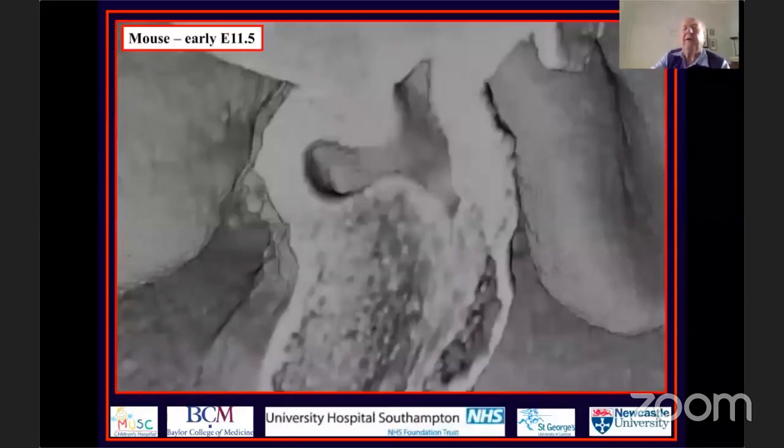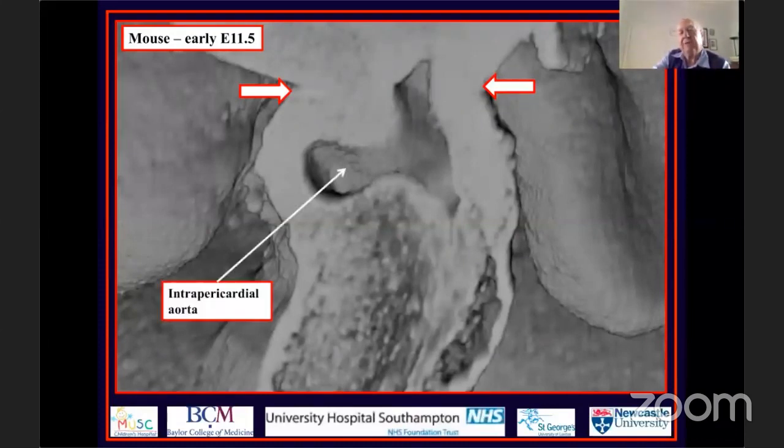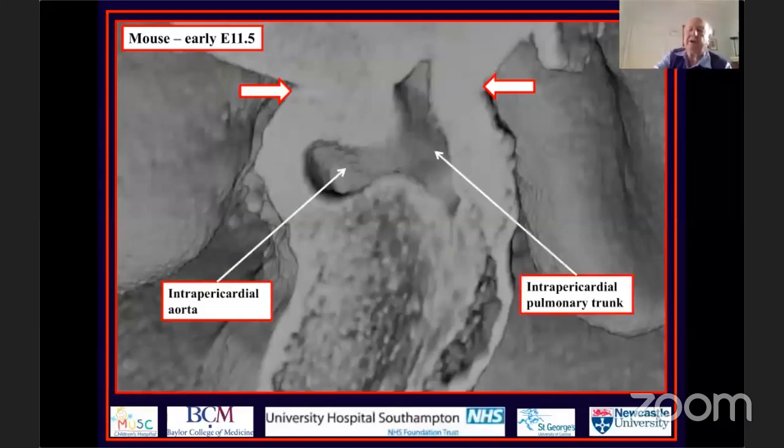And if we then look at the way that the outflow tract becomes separated into its aortic and pulmonary components, we see that the distal part of the outflow tract, there in this episcopic image, you see the margins of the pericardial cavity. The distal part of the outflow tract, which will become the intrapericardial aorta, the intrapericardial pulmonary trunk, is divided by a protrusion that grows from the back wall of the aortic sac. It enters the pericardial cavity, dividing the distal outflow tract, as you see, into the intrapericardial components.